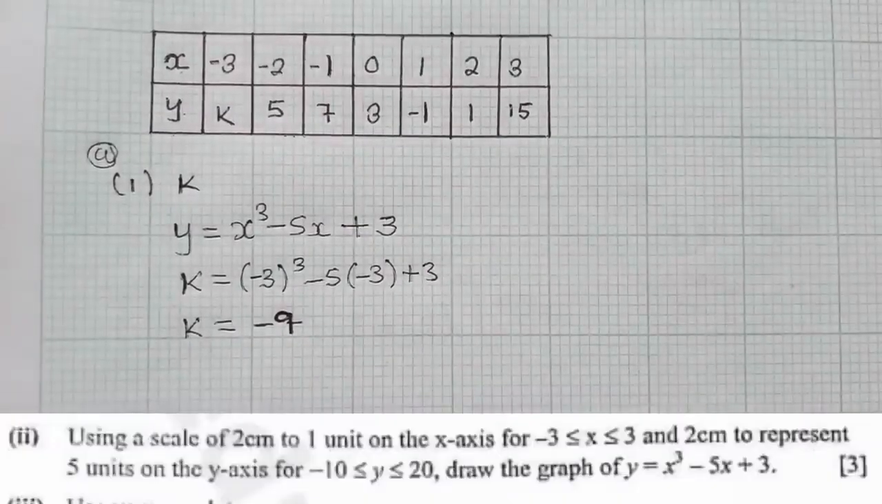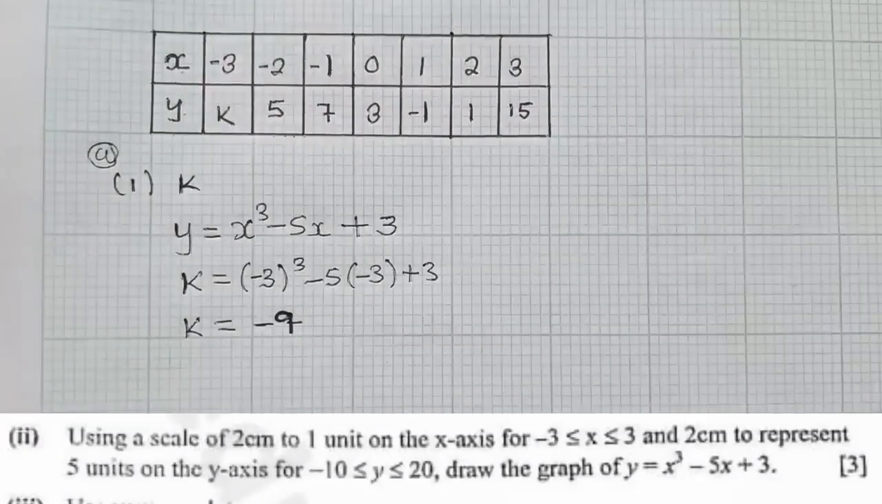All right, the next question here, they want us to graph. If you can see, they have given us the range. Using the scale of 2 centimeters to represent 1 unit on the x-axis, for -3 less or equal to x less or equal to 3, and 2 centimeters to represent 5 units on the y-axis, for -10 less or equal to y less or equal to 20. Draw the graph of y is equal to x power 3 minus 5x plus 3.